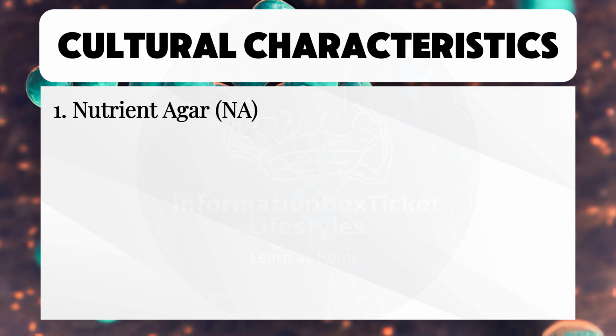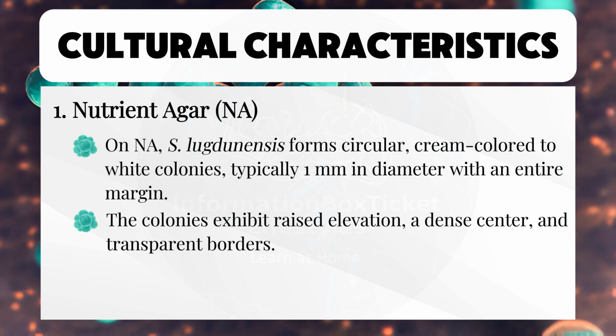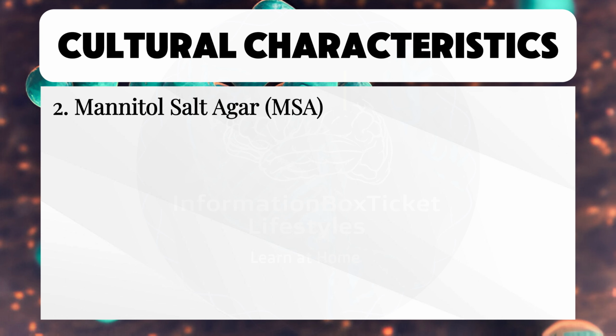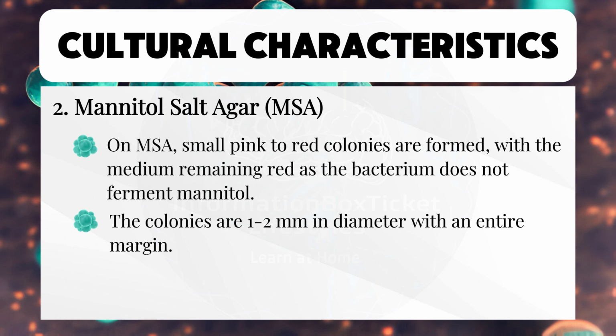1. Nutrient agar. On nutrient agar, Staphylococcus lugdunensis forms circular cream-colored to white colonies, typically 1 mm in diameter with an entire margin. The colonies exhibit raised elevation, a dense center, and transparent borders. 2. Mannitol salt agar. On mannitol salt agar, small pink to red colonies are formed, with the medium remaining red as the bacterium does not ferment mannitol. The colonies are 1 to 2 mm in diameter with an entire margin.